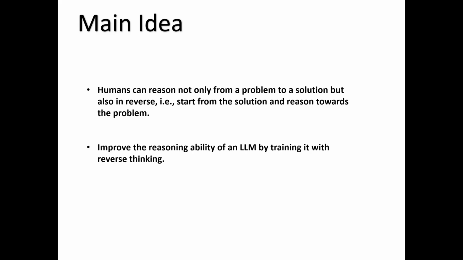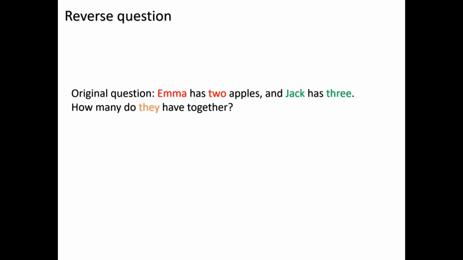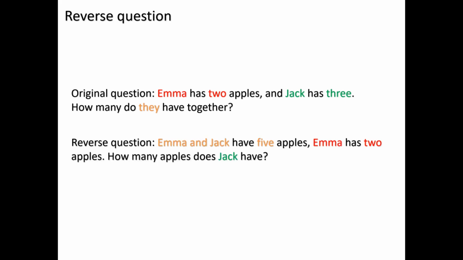They believe that by training an LLM to reason in reverse, they can enhance its reasoning abilities. The way they do this is by first reversing a given question. Okay, what does that mean? For example, let's say the original question is, Emma has 2 apples and Jack has 3. How many do they have altogether? That's the original question. A reversed version might be, Emma and Jack have 5 apples together, and Emma has 2 apples. How many apples does Jack have? Here, the condition that was originally given as a statement is turned into the question in the reversed version.